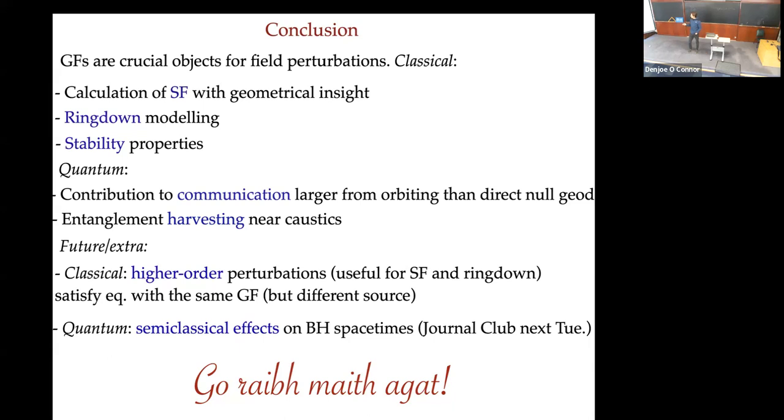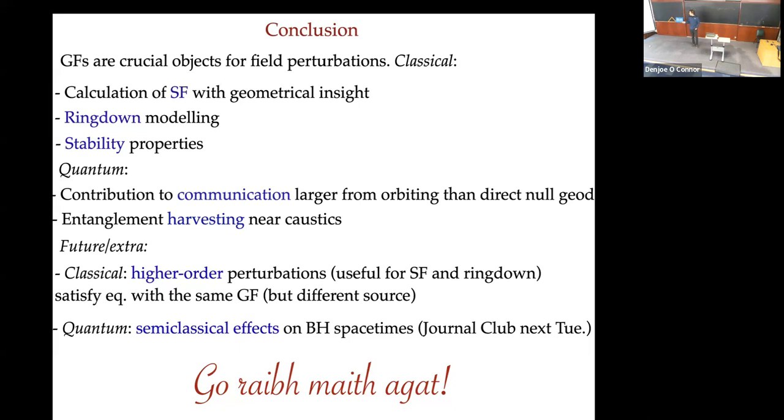And for quantum physics, we looked at the contribution of the retarded Green function to communication, and it can be larger from the orbiting null geodesics and indirect null geodesics in the case of an observer, a detector crossing through the horizon. There can be entanglement harvesting happening near caustics.